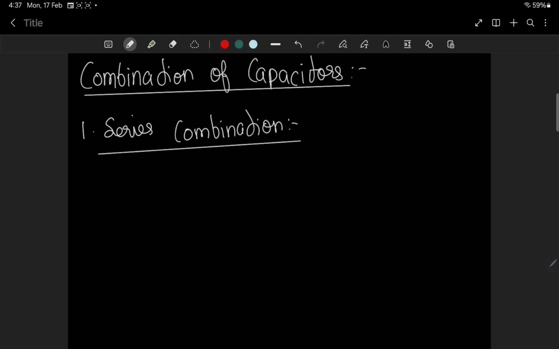You know that for a series combination of resistors, voltage is different and current is the same. For a series combination of capacitors, charge is constant and voltage is different.